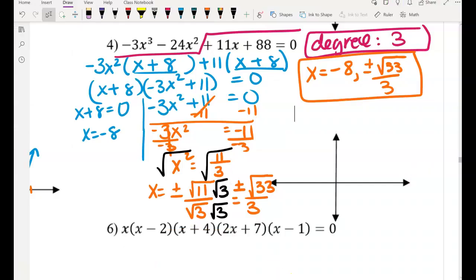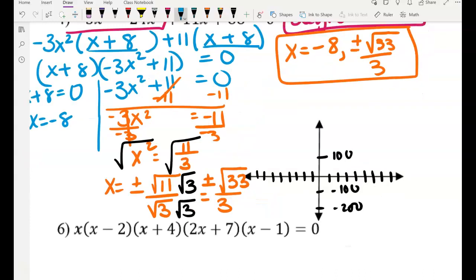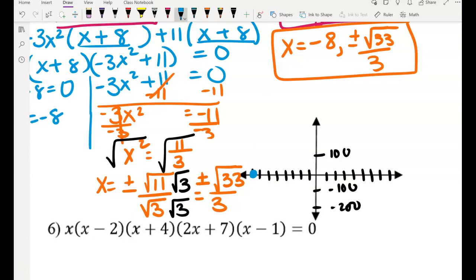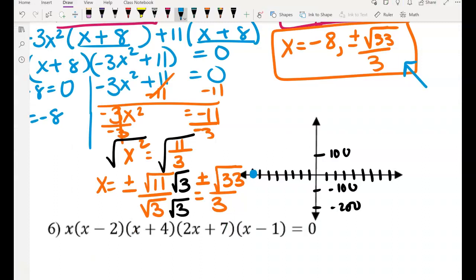Obviously on the y-axis, we are definitely not doing it by ones, okay? On the x-axis, I can do it by ones here. 1, 2, 3, 4, 5, 6, 7, 8. 1, 2, 3, 4, 5, 6, 7, 8. On the y's, we can do by 100. This is negative 100 and this is negative 200. We have three values for the x-intercept. Negative 8 was one of them. And based on the decimals, if you click the decimals, the others were near negative 1.9 and positive 1.9. So go there and do okay.